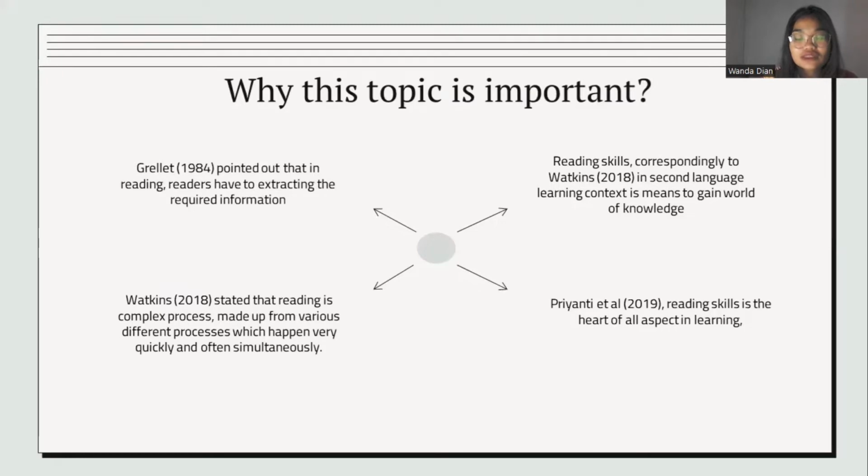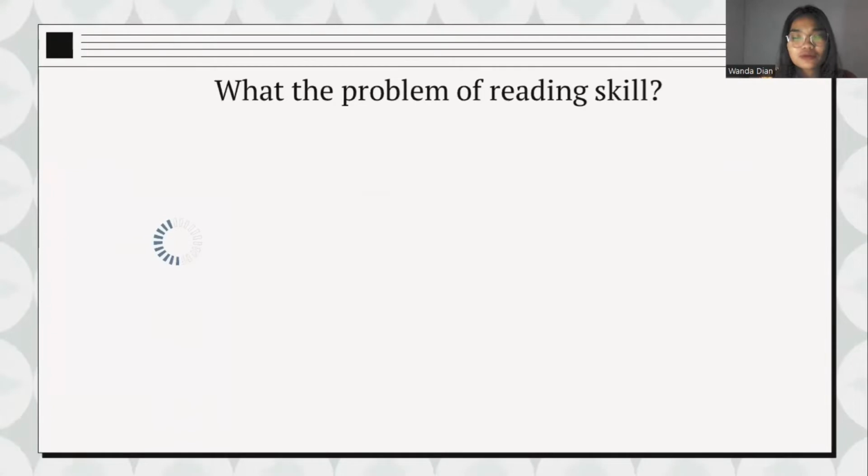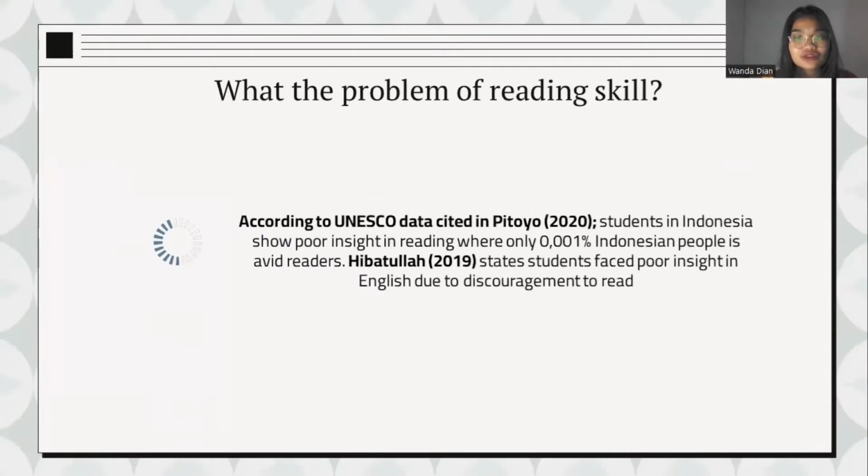Therefore, reading skill still becomes a problem for students in learning English. And what is the problem related to reading skill? According to UNESCO data cited in Pitoyo 2020, students in Indonesia show poor insight in reading, where only 0.001% of Indonesian people are avid readers, which means only 1 among 1,000 people is an avid reader. Hibatullah 2019 also states that students face poor insight in English due to their discouragement to read.